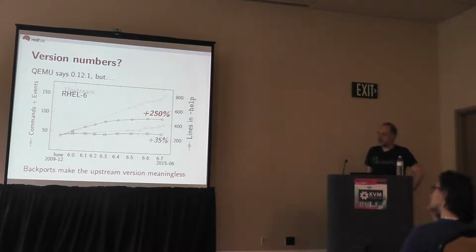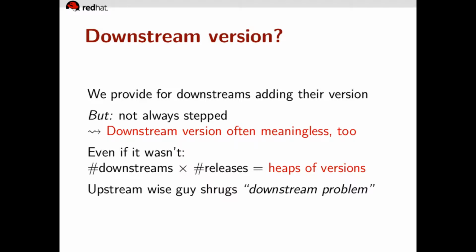In the lighter shade, I graphed the same things for upstream. And there you can see upstream has been growing even faster. And I think that shows that we RHEL developers aren't entirely crazy. Oops.